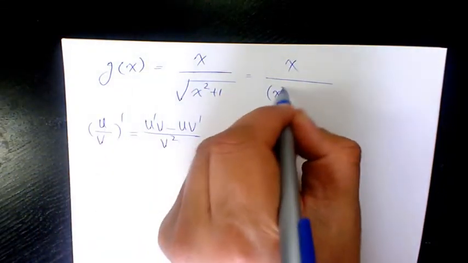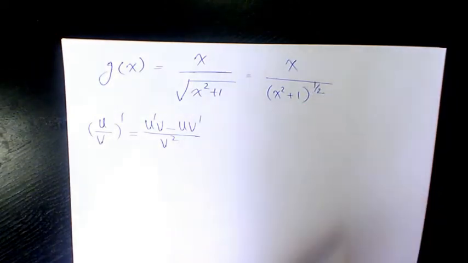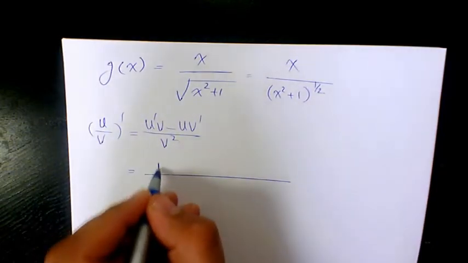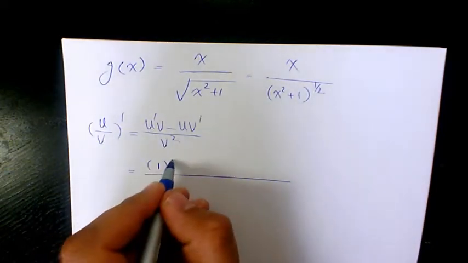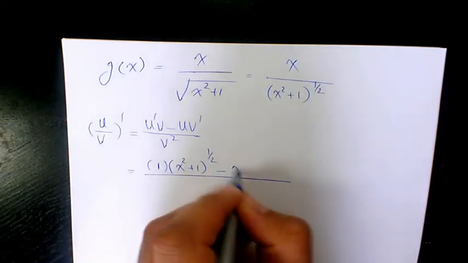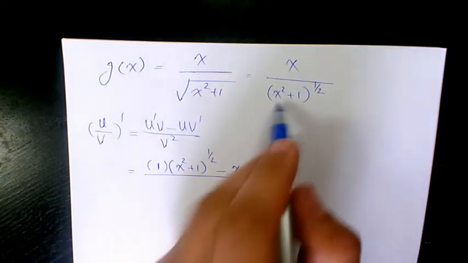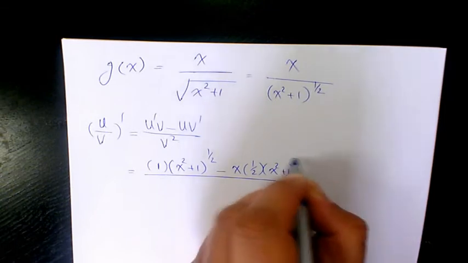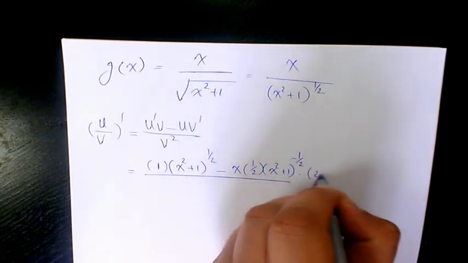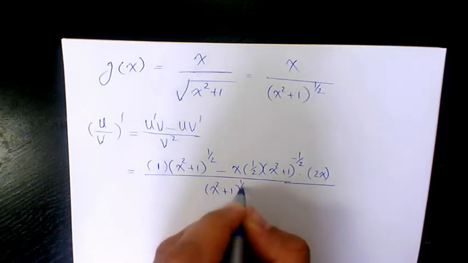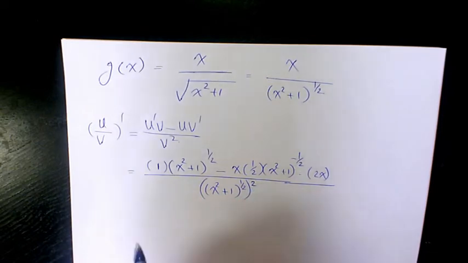So I'm going to write g of x in terms of x over x squared plus 1 to the power of 1/2. So the derivative of u is going to be the derivative of x, which is 1, times v, which is x squared plus 1 to the power of 1/2, minus u, which is x, times the derivative of the denominator, which is going to be 1 over 2 times x squared plus 1 to the power of negative 1/2 times 2x, divided by x squared plus 1 to the power of 1 over 2, to the power of 2.